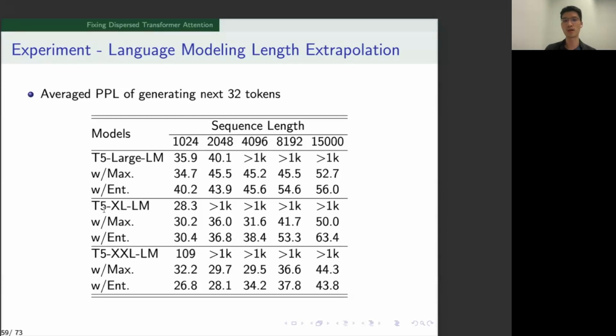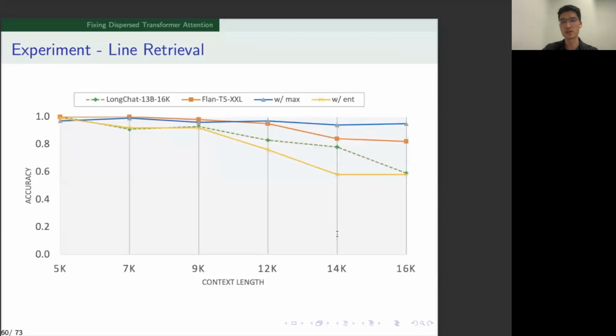So again, we run it on the perplexity language modeling benchmark. Now, if we don't apply the fix, the original model will just explode in terms of perplexity. But once we apply the fix, it doesn't explode, but it's also not great. As you can see, the perplexity still increases. But that's not the whole point here, because like we discussed, maybe perplexity or language modeling is not the best benchmark to measure the ability of length extrapolation.